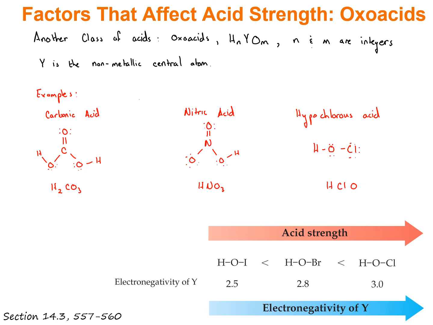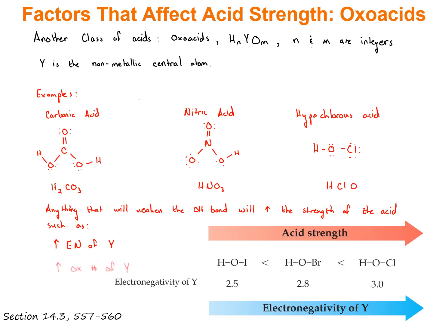And what we tend to find here is that as the electronegativity of that central atom increases, going from carbonic to say something like HOCl, because of the increasing electronegativity, it's able to weaken that OH bond, which will increase the strength of the acid because it's easier to cleave off that H+. So if we increase the electronegativity of Y, or we increase the oxidation number of Y, as we'll discuss just here in a second with more detail, we can expect an increase in the acid strength. So more electronegative or higher oxidation number.